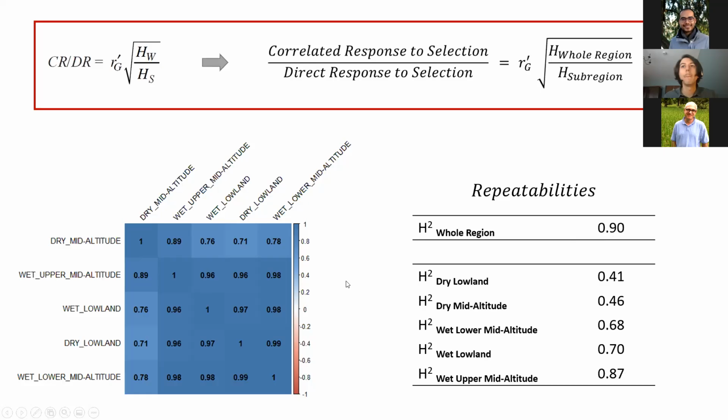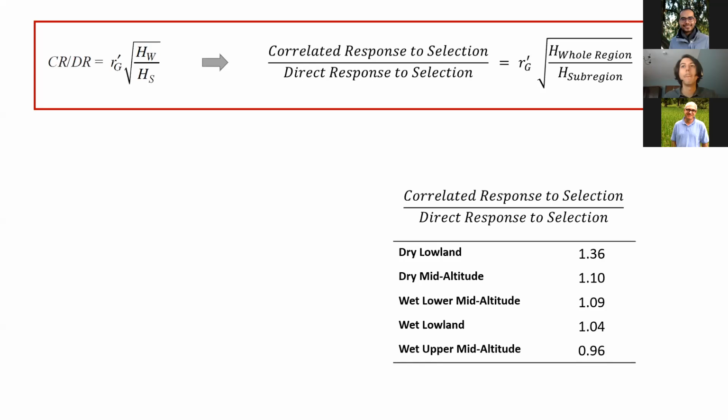Now, this is everything we need. We got our genetic correlations here, we got our whole region and specific region heritabilities, and we just put it in this equation here to get our ratio between correlated and direct response. Now, these are the values we got. And what you basically can see in 4 of these mega environments, the correlated response using the resources of the whole set of mega environments is higher than the direct response to selection in only the specific subregion.